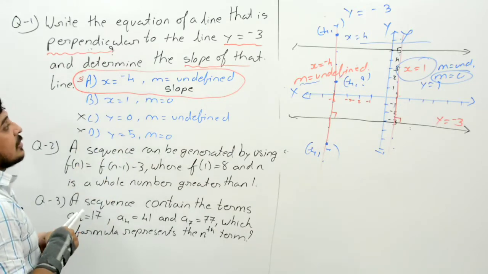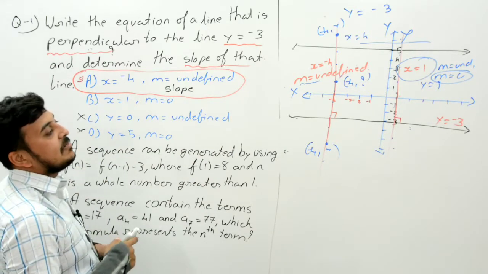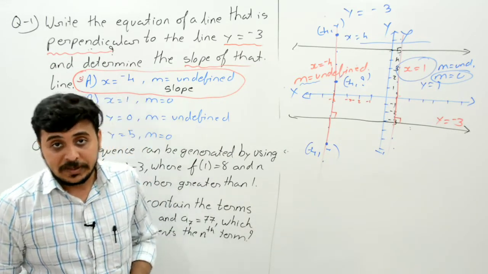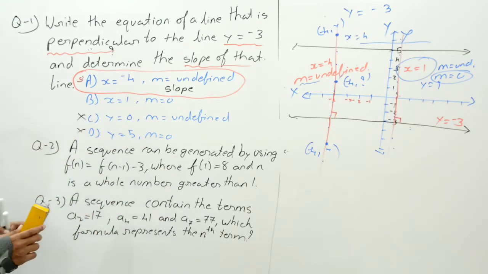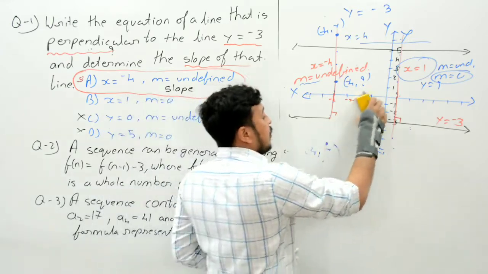Why? Because x equals -4 and m is undefined. Clear? Sure. Now moving on to question number 2 and question number 3.